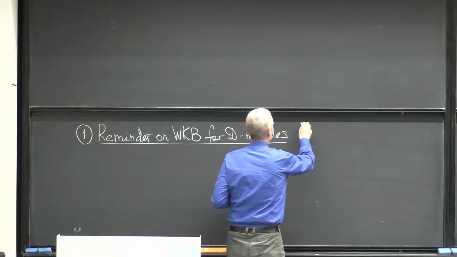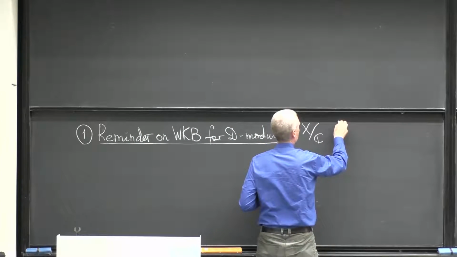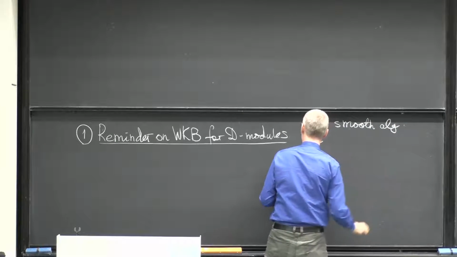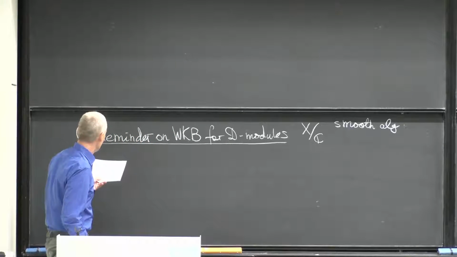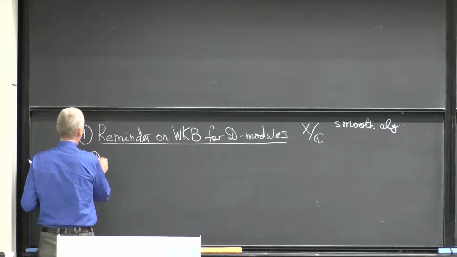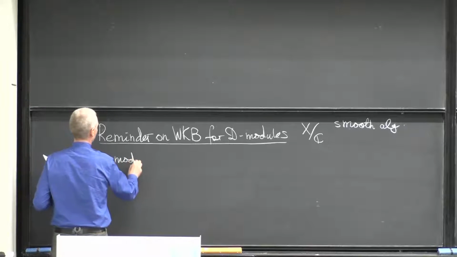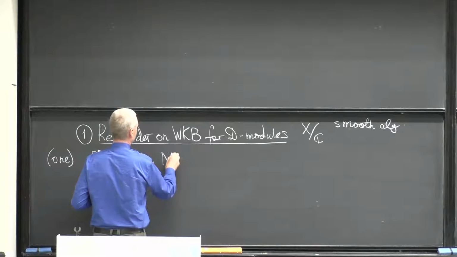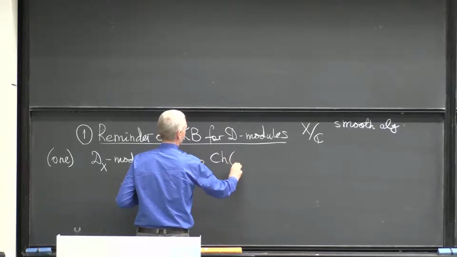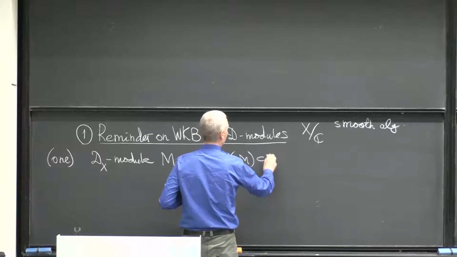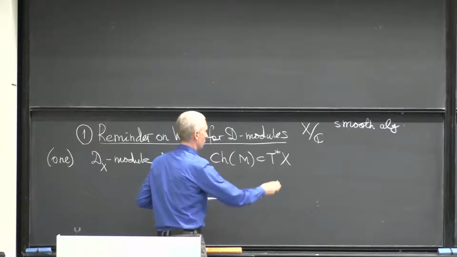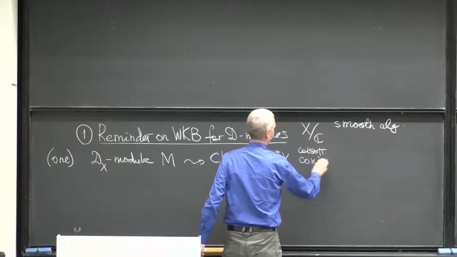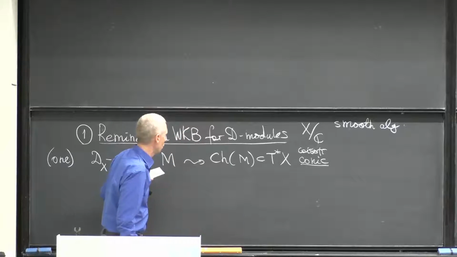So suppose we have a smooth algebraic variety over the field of complex numbers. So basically, what happens if you have a single D-model? Let me put one D-model M. It has a characteristic variety inside a cotangent bundle, which is conic and coisotropic. And conic because only the highest symbol of the operator is invariant.